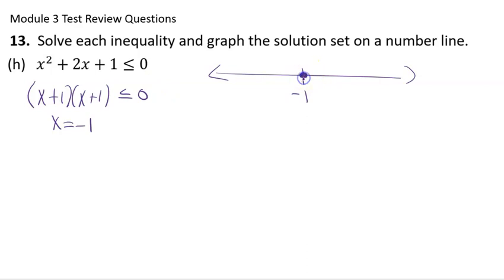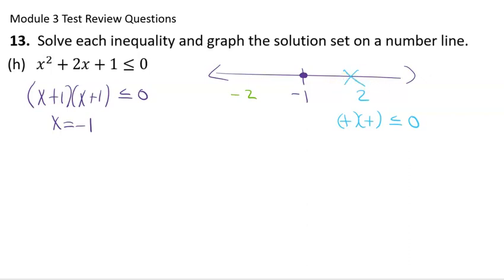This is filled in. Now, if we test over here on the left, say for instance, let's plug in -2, and over here on the right, let's plug in +2, okay? 0 would work fine also. If I take 2 and I plug it in here, that'd be 3 times 3 is 9. Or a positive times a positive, is that less than or equal to 0? Well, no, so I don't shade that in.